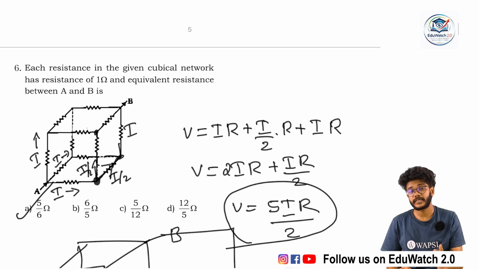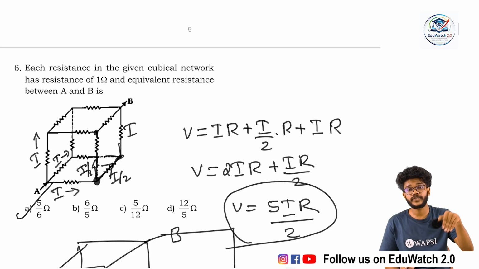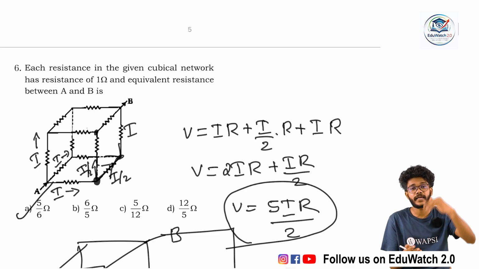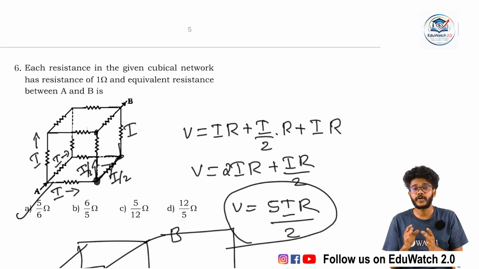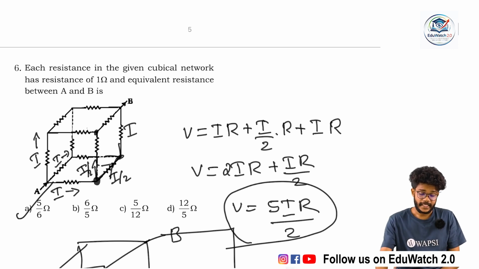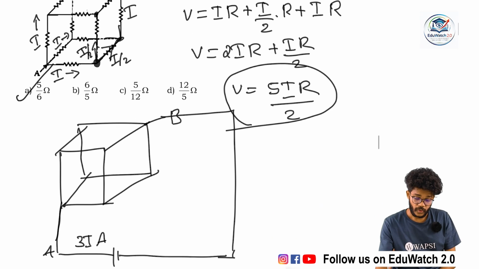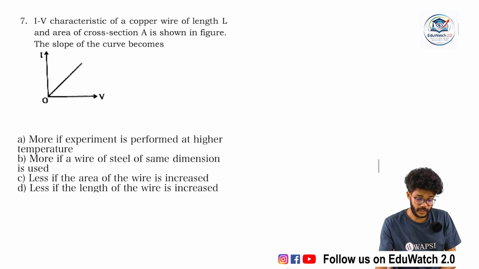Here I applied the KVL, Kirchhoff's voltage rule. That means the total voltage will be dissipated according to its resistance and current, and we get the same voltage in parallel connection and equal current in series. Yes. So we can move to the seventh question.